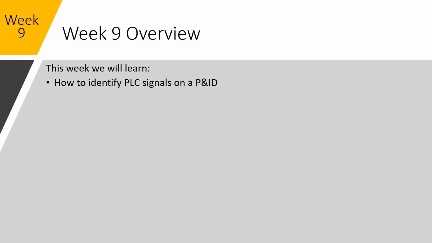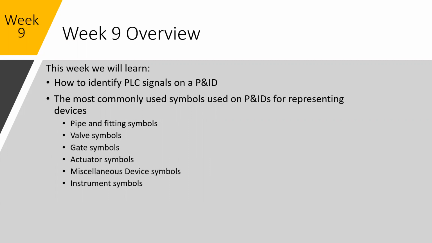Process and instrumentation drawings, besides IO drawings and electrical drawings, are a very big part of any process. We're going to look at some of the most commonly used symbols on P&ID drawings for representing pipes, fittings, valves, gates, actuators, pumps, a bunch of miscellaneous symbols, how to interpret some of them, and how to interpret the process flow of P&IDs.